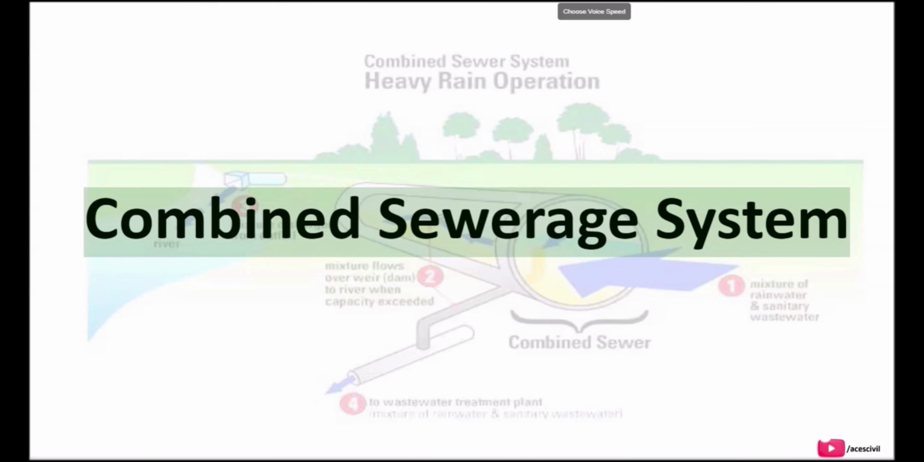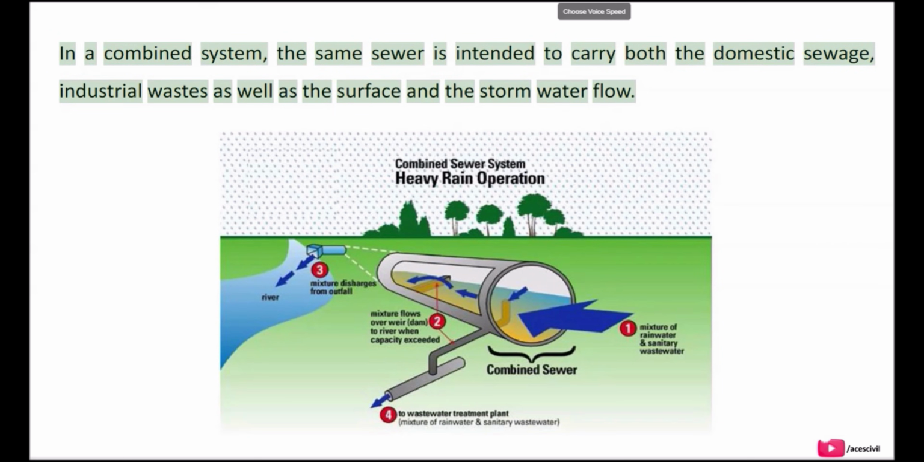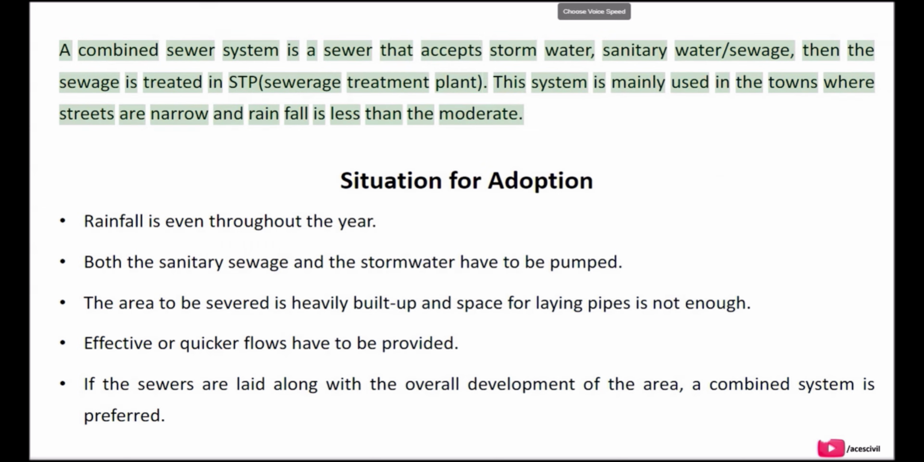Combined sewerage system. In a combined system, the same sewer is intended to carry both the domestic sewage, industrial wastes as well as the surface and the storm water flow. A combined sewer system is a sewer that accepts storm water and sanitary sewage, then the sewage is treated in an STP, sewage treatment plant. This system is mainly used in towns where streets are narrow and rainfall is less than moderate.